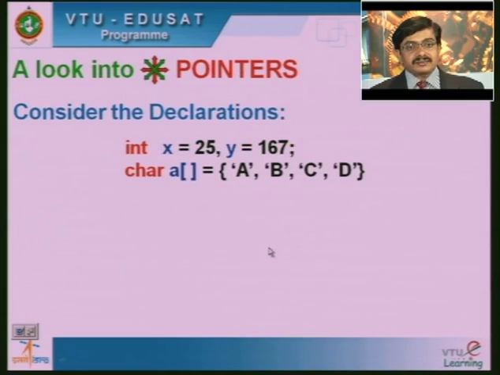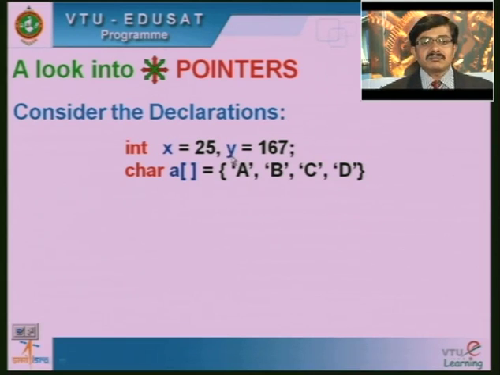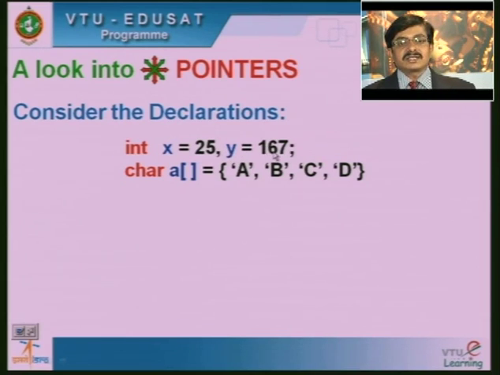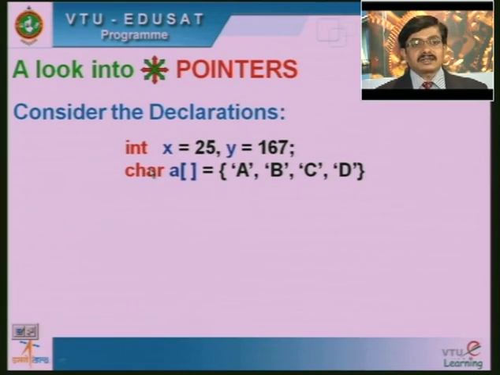Consider a declaration: int x is equal to 25, y is equal to 167. So x is a name given to some memory location where I will store 25, and similarly y is a name given to some memory location where I will store 167. The int specifies how much memory is required for storing the integer element. Similarly, char specifies how many bytes of memory are required for storing a character variable. Basically, an integer takes 2 bytes on a 16-bit machine, and a character takes 1 byte on every machine.